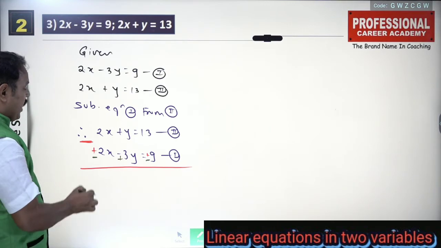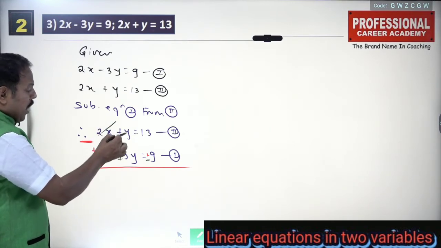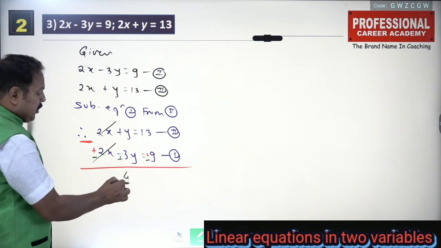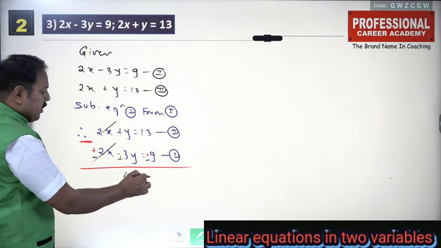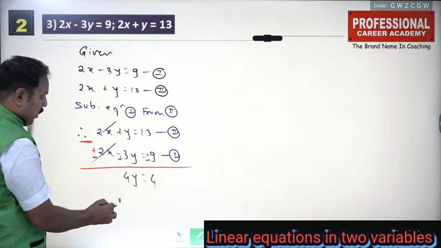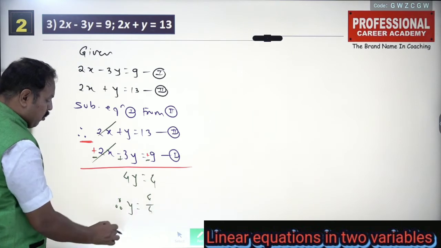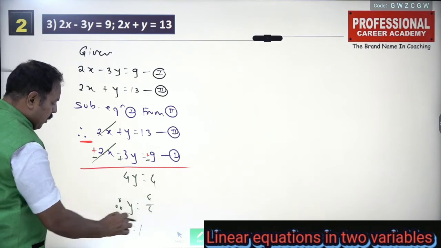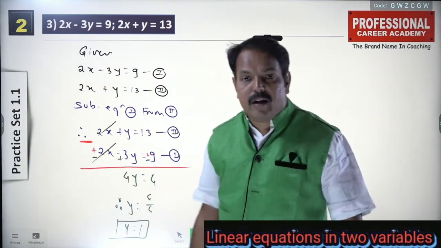Now what happened? 2x and minus 2x get cancelled. So y plus 3y means it is 4y is equal to 13 minus 9 means 4. So therefore y is equal to 4 upon 4. So y is equal to 1.